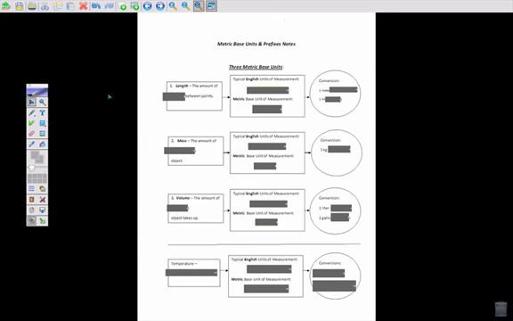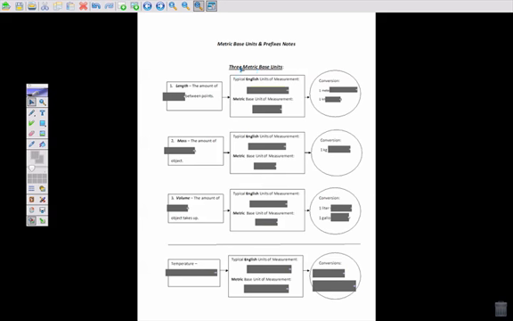Today we're going to do a very quick lesson over the metric base units and their prefixes. You should have a note sheet, and basically as we go through this, make sure you add the words that are highlighted in yellow. In the metric system, there's what we call three metric base units.